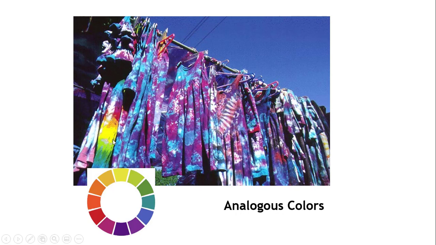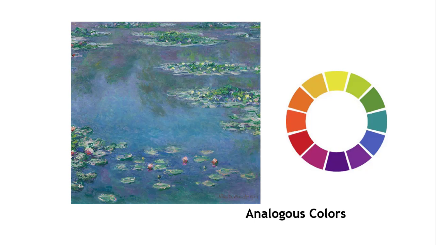There's a little tiny bit of yellow in here. It's not enough to be part of the color scheme itself. We call that a discord. Monet used analogous colors when he did his water lilies, right? We've got blue greens, blues, little blue violet.